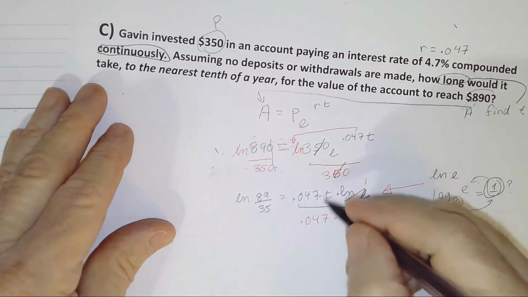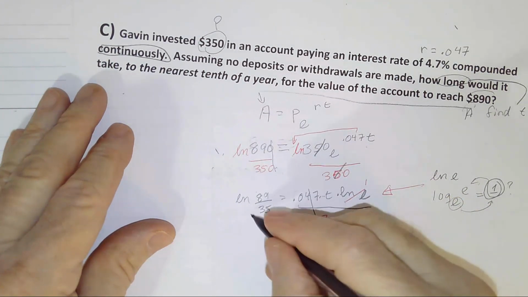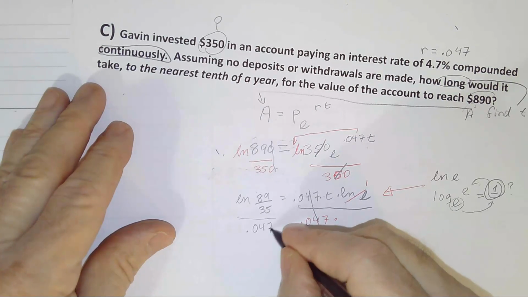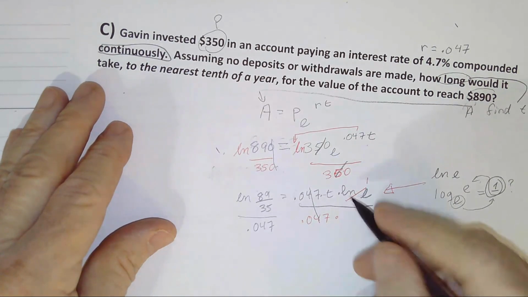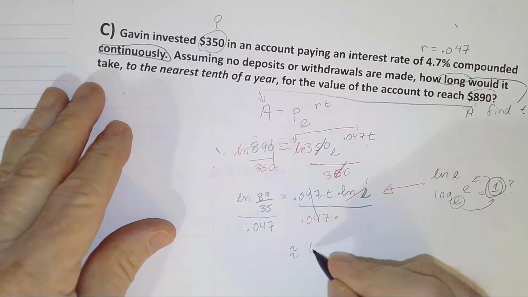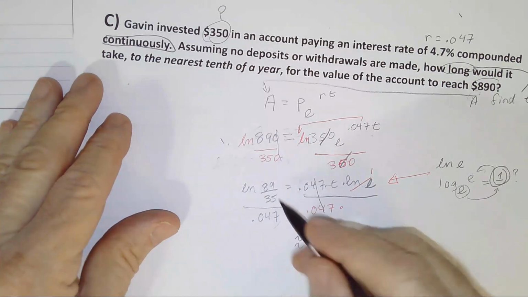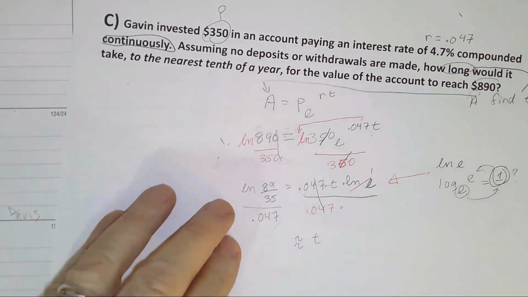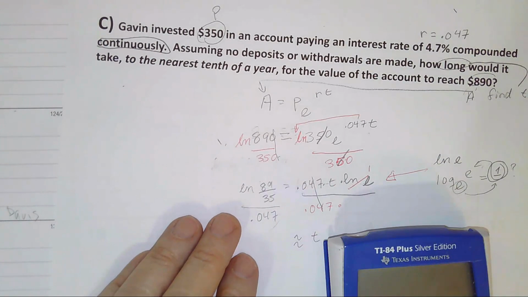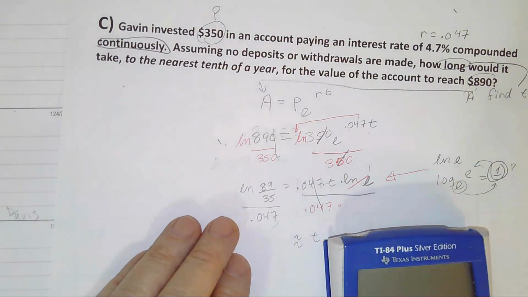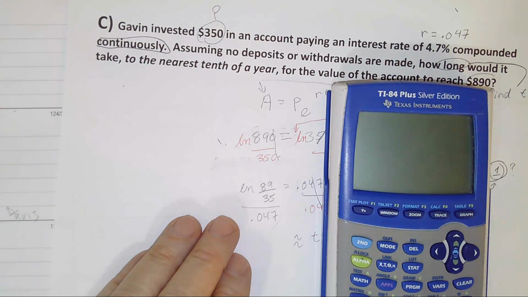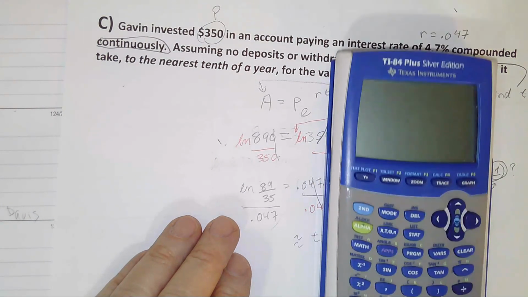So let's just divide out the 0.047, and I'm going to divide all this by 0.047. And so 1 times t is t. So I have approximately t here. Now I'm going to go ahead and put this into my calculator. I've got the natural log of 89 divided by 35. I could do that easily without any parentheses other than what goes into the log itself.